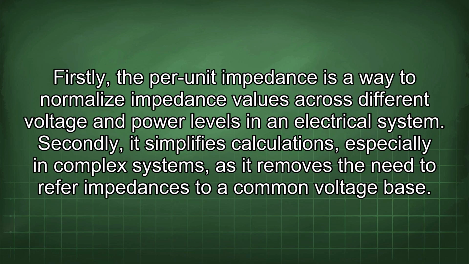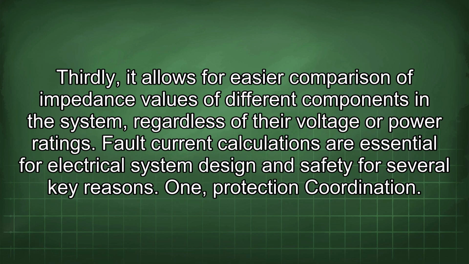Firstly, the per unit impedance is a way to normalize impedance values across different voltage and power levels in an electrical system. Secondly, it simplifies calculations, especially in complex systems, as it removes the need to refer impedances to a common voltage base. Thirdly, it allows for easier comparison of impedance values of different components in the system, regardless of their voltage or power ratings.